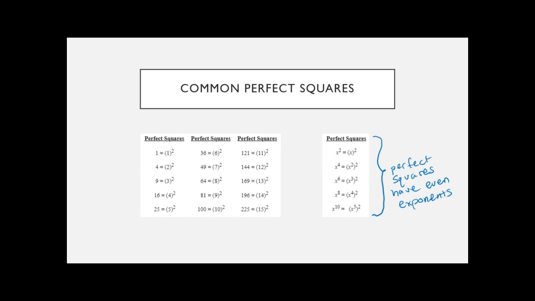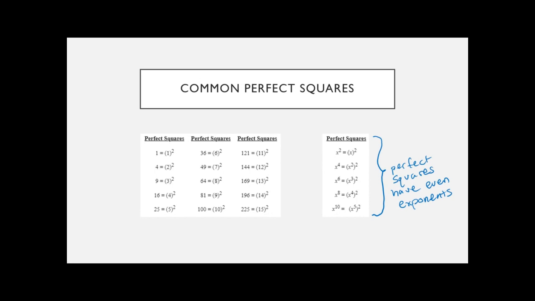And basically, whatever's being squared is half the exponent. So if the exponent is 2, the thing that's squared has an exponent of 1, or just x. X to the 4th, it's x squared that's squared, so half of 4 is 2. X to the 6th, half of 6 is 3, so it's x cubed squared.